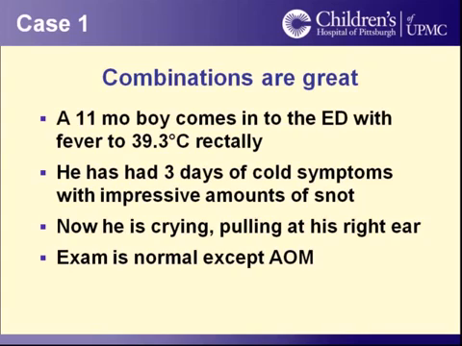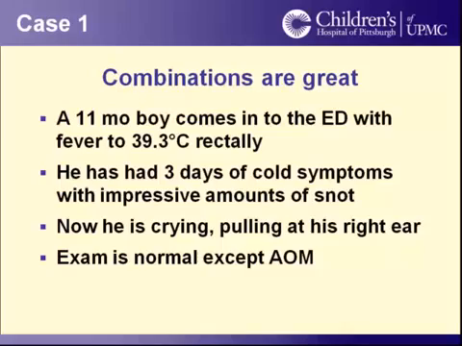So we'll start with the first case that I'll title Combinations Are Great. And this would be an 11-month-old boy coming into the emergency department at your institution with a fever to 39.3 rectally. This is a child with 3 days of cold symptoms and impressive amounts of nasal drainage. We're all familiar with this in pediatrics and in family medicine. And this child is crying hard and pulling at his right ear. So he's kind enough to indicate where you should look.